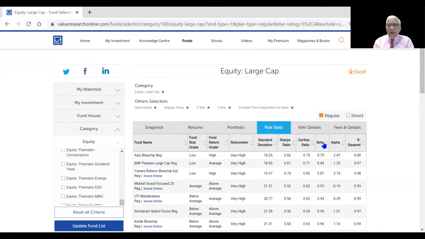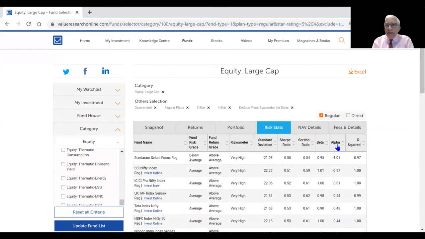For example, if I organize it in the decreasing order of beta, what has come at the top? Axis Blue Chip Fund has come at the top. In other words, this beta is 80% of the Sensex beta. If the Sensex beta is 1, this is 0.8. It is 20% less volatile compared to the Sensex. So this beta is 80%, the beta of the Sensex is 100%.